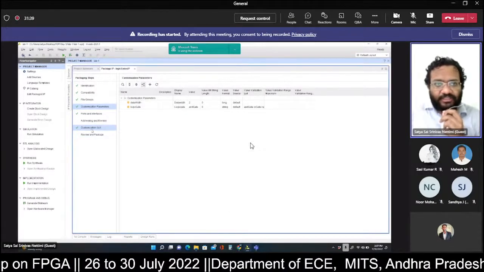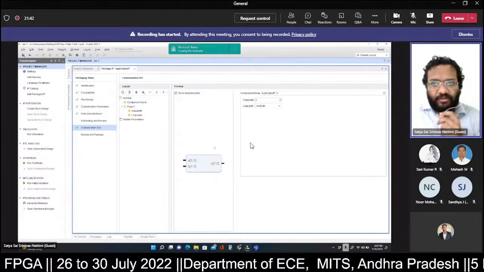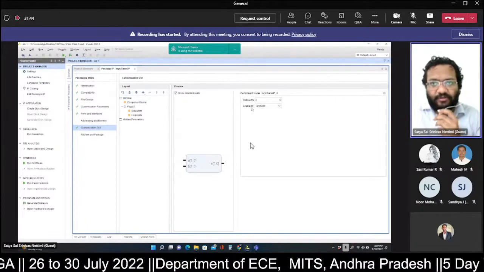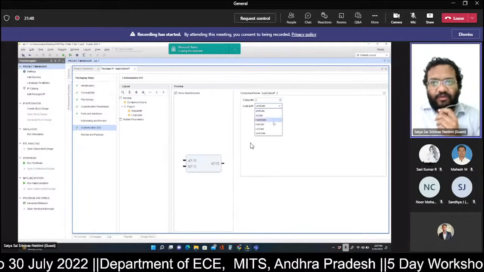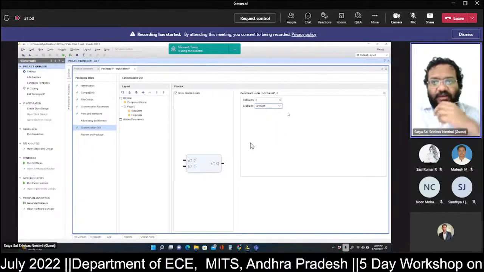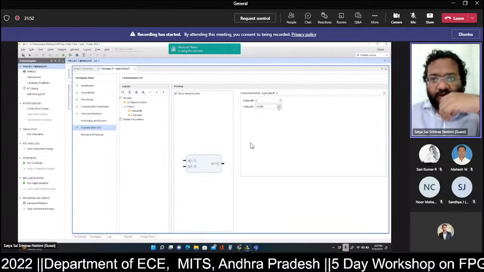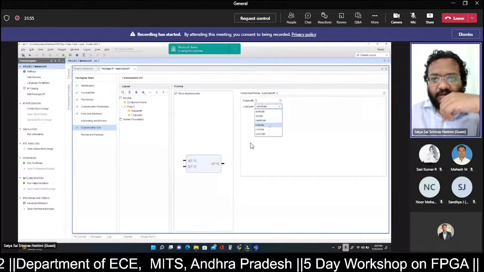Now if you go to the customization GUI option, you can see that for the logic gate parameter you got a drop down menu. So now from this menu you can select any architecture, so AND gate, OR gate, NAND gate, and so forth.